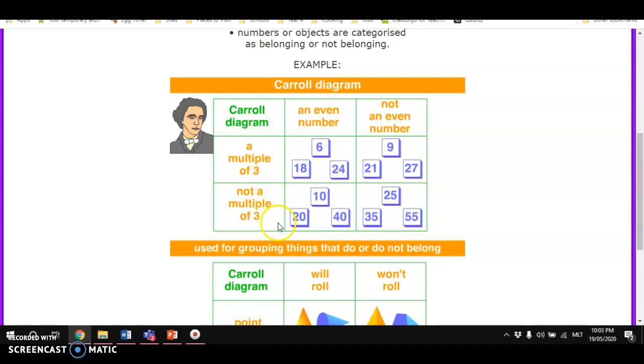On the other hand, over here we have not a multiple of 3. If you say the 3 times table, you'll realize that there are no 10s. There is not a 10, not a 20, and not a 40 either. Right? So these are not multiples of 3, but they are all even numbers. So they can go in this category. And the same applies to these numbers. 25, 35 and 55 are not multiples of 3 and not even numbers either. They are all odd numbers.